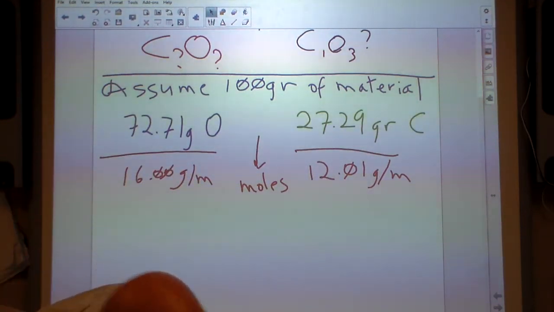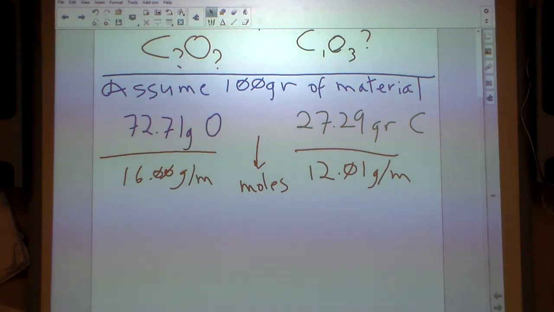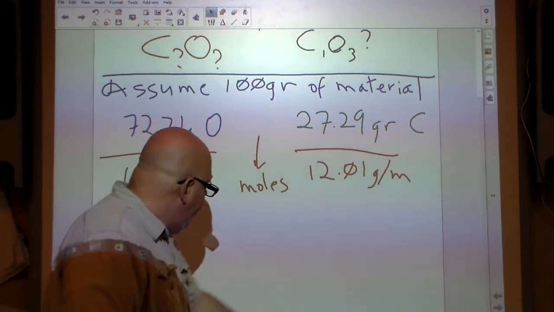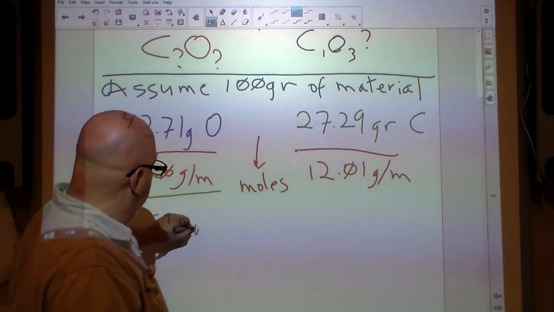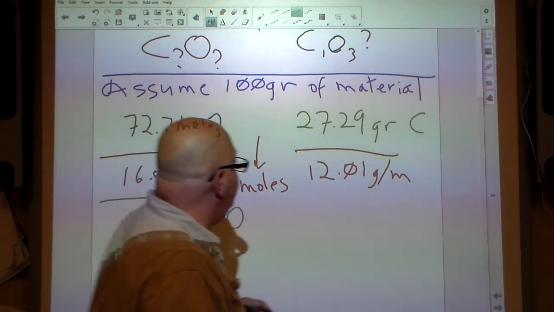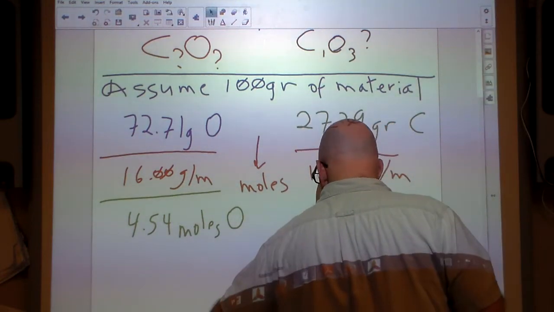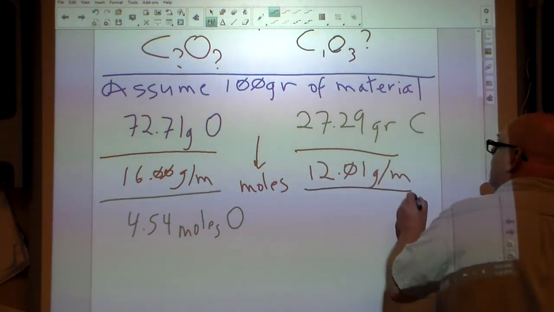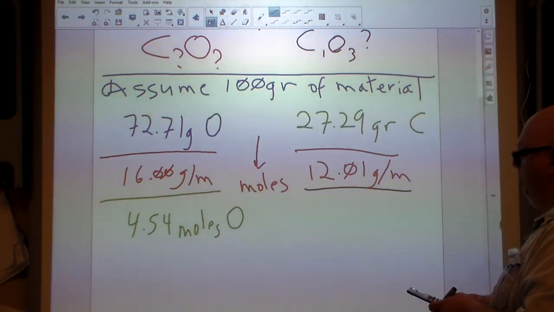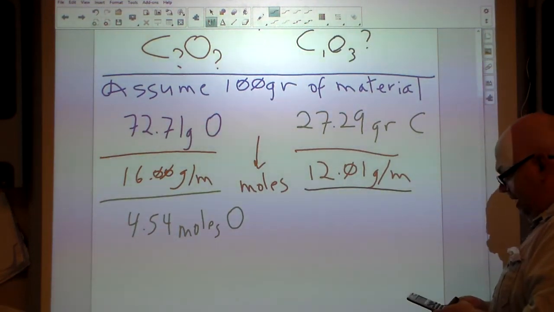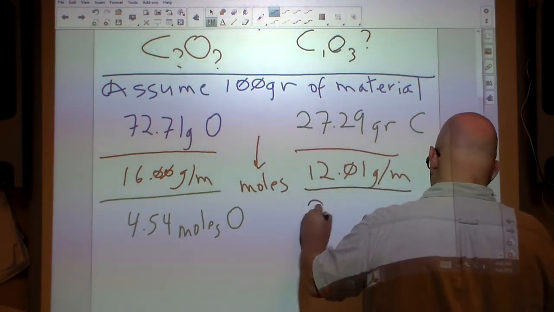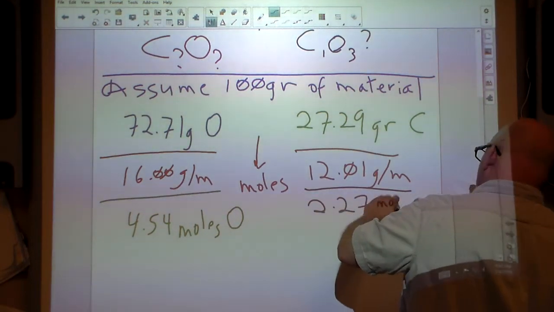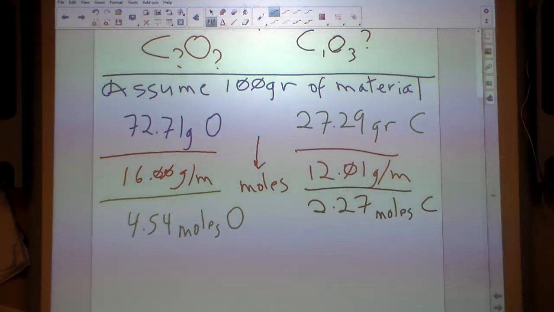Now we're going to figure out how many moles of each we have. So 72.71 divided by 16 equals, and I have here 4.54 moles of oxygen. Okay. And over here, I have 27.29 grams of carbon divided by 12.01 grams of carbon, and I have 2.27 moles of carbon. So that's how many moles I have.